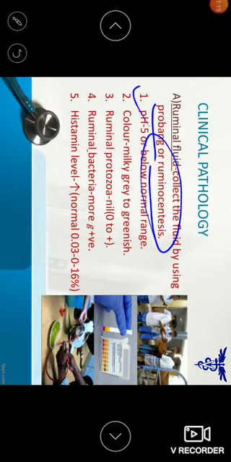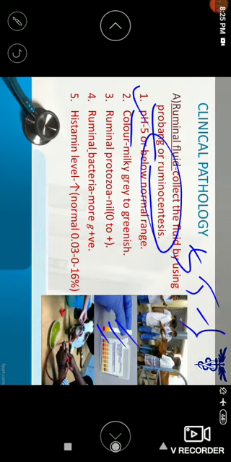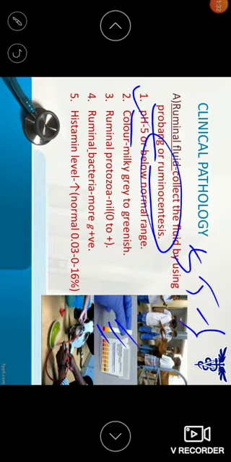When you dip pH paper in the rumen liquor and find the pH is below 5, where generally the pH is between 5.5 and 6, then you can ascertain this is a case of acidosis. The color is milk gray to greenish. Generally the rumen content is straw-like in color, so when it becomes greenish, you should also suspect ruminal acidosis.